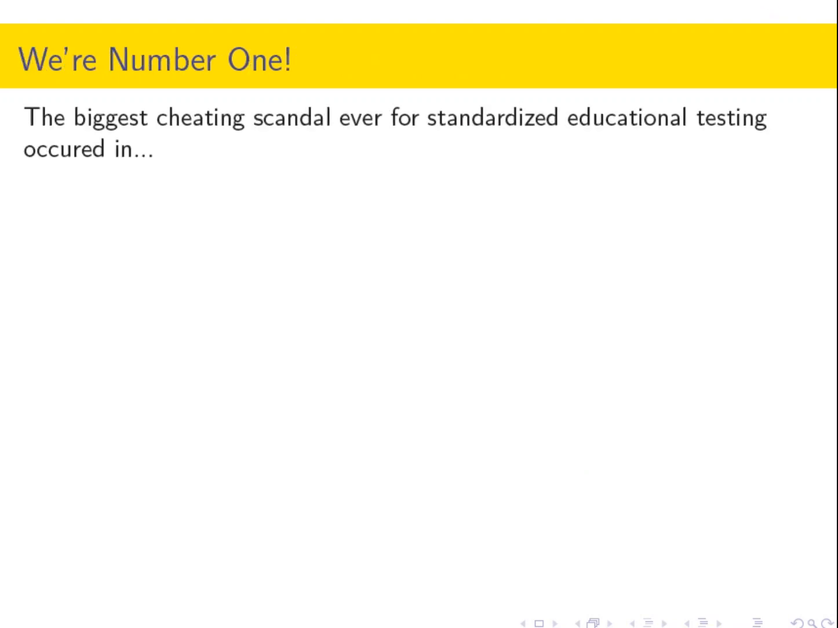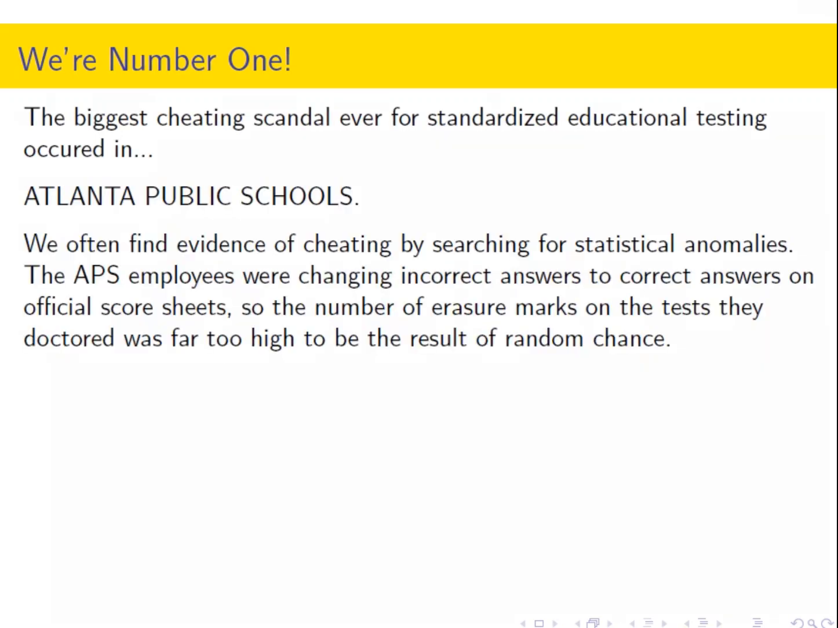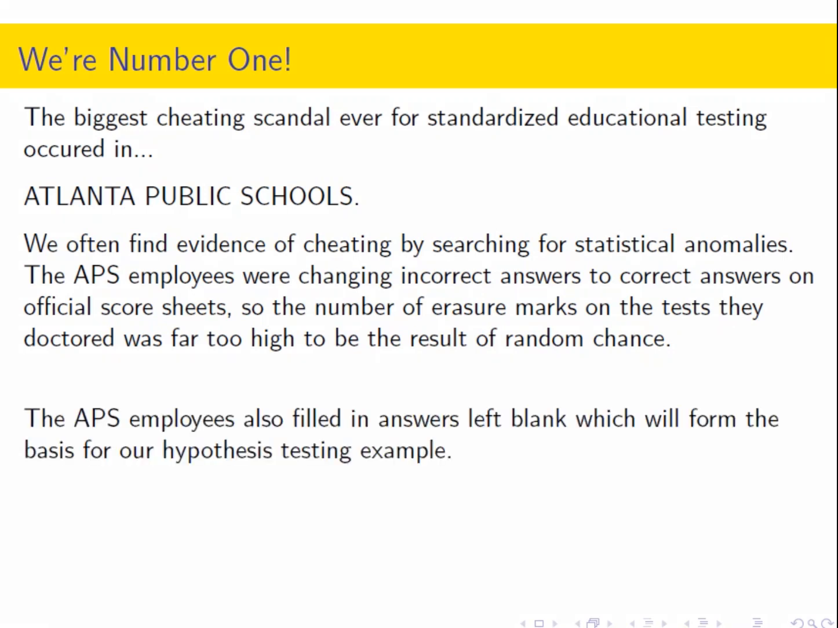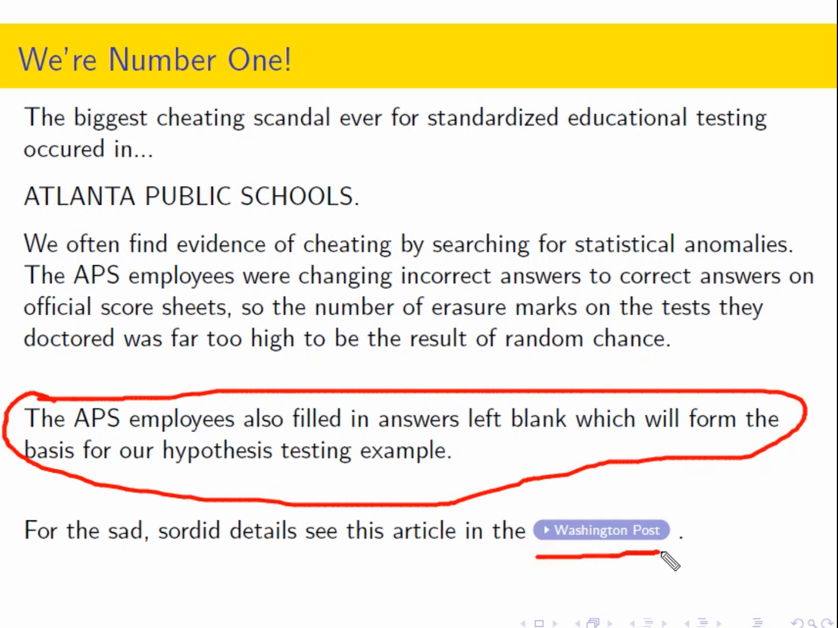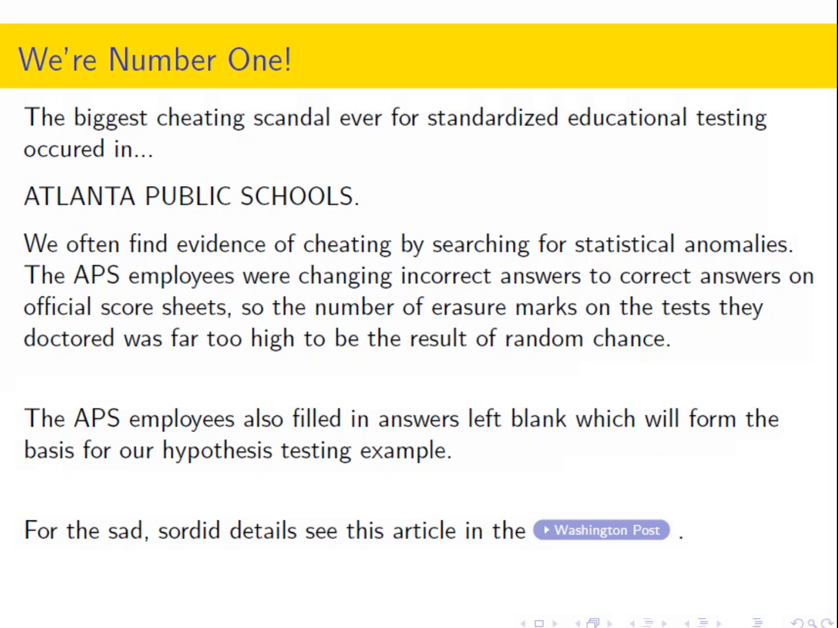So the biggest cheating scandal ever for standardized educational testing occurred in, drumroll please, the Atlanta Public Schools. And so the next example about cheat detection is related to this article, and you can find out about what happened. We're going to be looking at this scenario right now. We have another scenario in the next video that we'll be discussing about Atlanta Public Schools cheating. And all of the information about the cheating is available at this link, which is where I read about the different things that they did and to create these examples. So check out that link if you're interested.